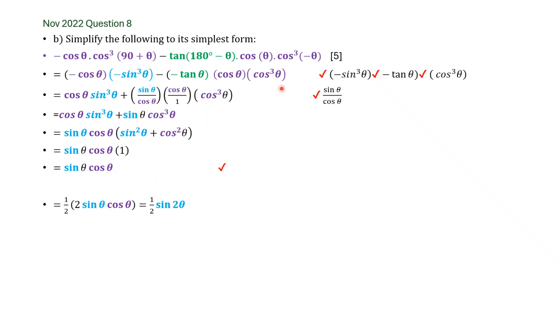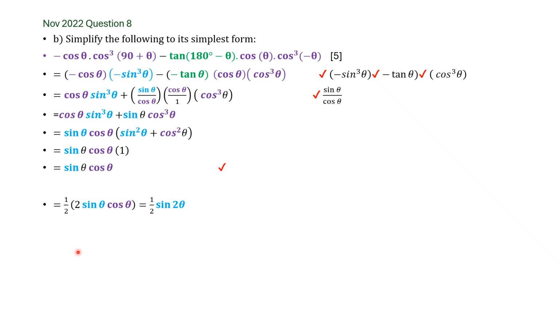Right, so up to there we give you 1 mark for finding negative sine cubed theta, 1 mark for negative tan theta there, and another mark for cos cubed theta. So for the 3 reductions, you get 3 marks. Then changing tan to sine over cos, you get another mark, and then the 5th mark for in the simplest form.